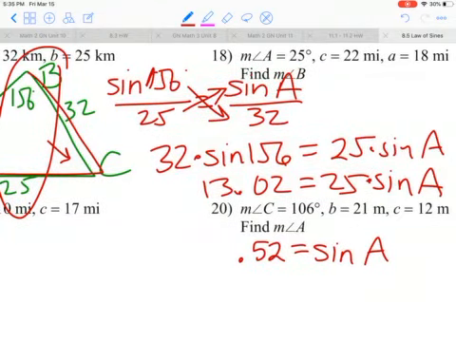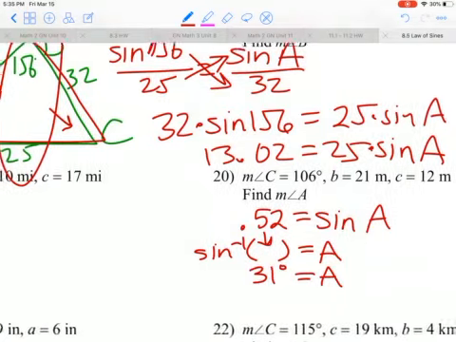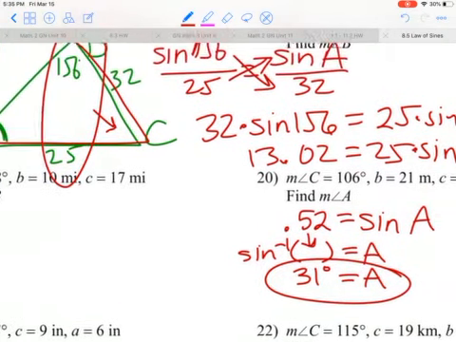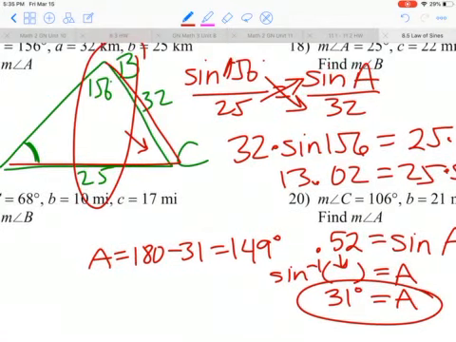And remember, I don't know my angle, so I do sine inverse with that decimal. So I'm going to get 31 degrees. So it came up with an answer, and I need to check the 180 minus 31. So I'm going to also check 149. So looking at this triangle, if I put a 149 here, 149 and 156, if you add those up, you can probably tell already that's too big. Too big, doesn't work.